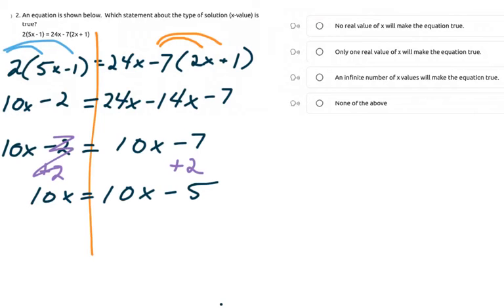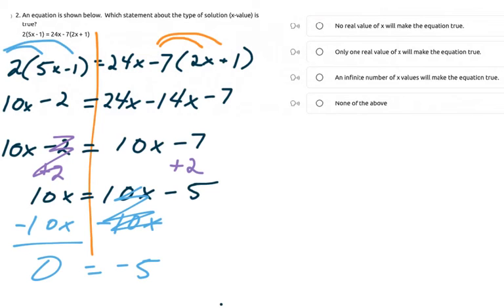Now, we're going to subtract away 10x, but watch what happens here. So we've got to subtract away 10x, subtract away 10x. It's going to cancel there, and 10x minus 10x is going to get you 0. And 0 is going to be equal to negative 5. All right, so very interesting. Go and look at your answer choices.